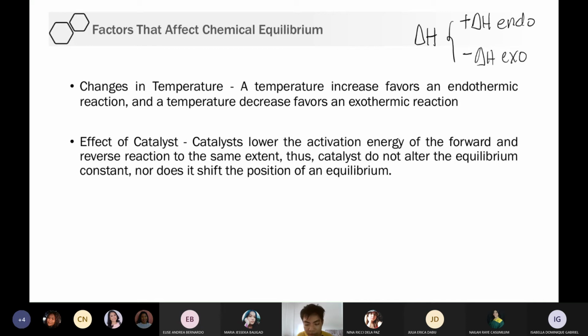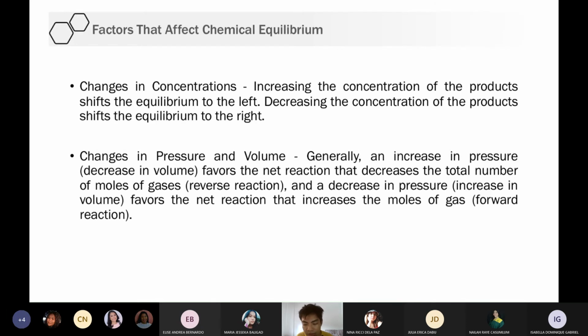Okay, so again, let's recall, no? Changes in concentration. If you increase the concentration of products, the equilibrium will shift to the left. If you decrease the concentration of your products, the equilibrium will shift towards the right. No? Papunta siya sa product side. Pag pressure and volume naman ang usapan, if you increase the pressure, favored ang side ng equation with the lowest mole of gas. If you decrease the pressure, favored ang side of the reaction that has the highest mole of gas.